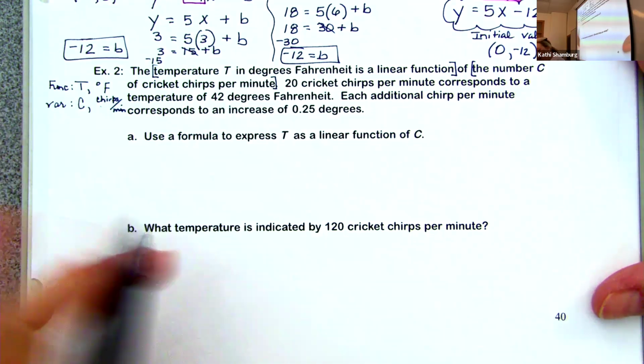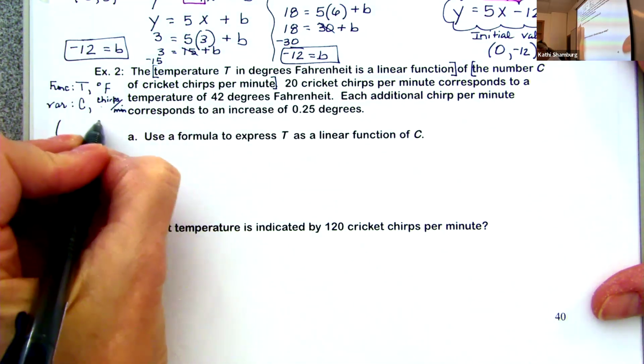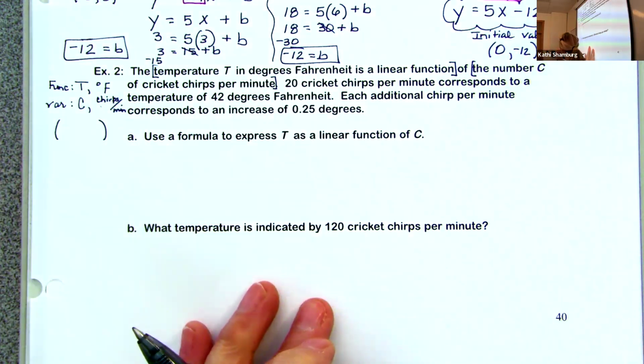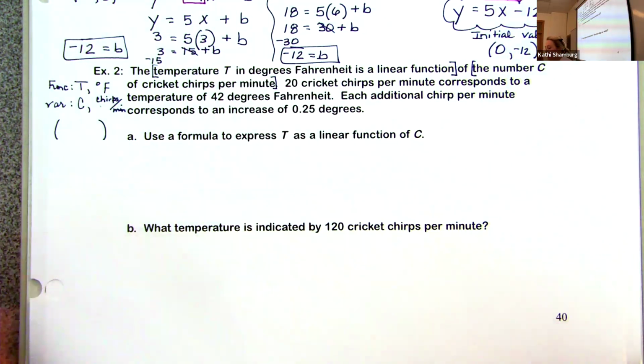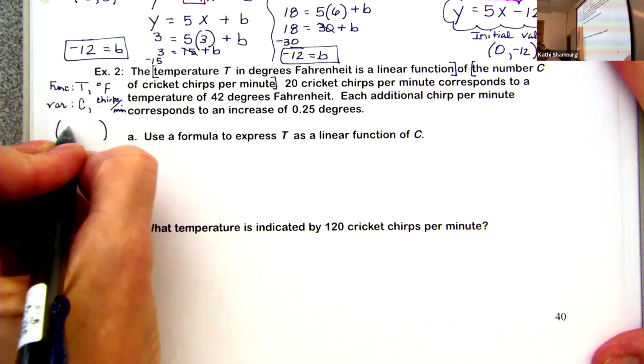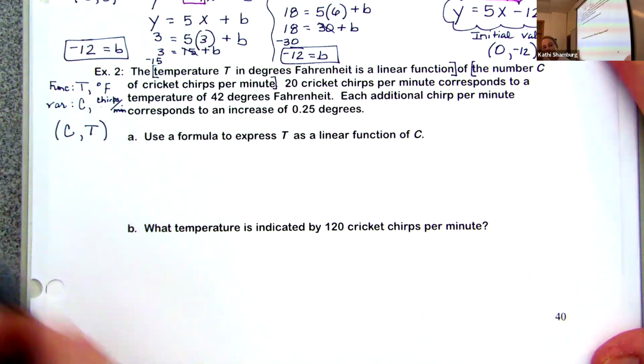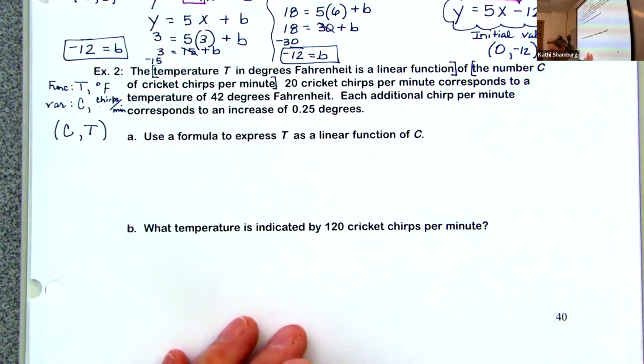Based upon how we have defined function and variable, if I were to write that in an ordered pair, which goes first, T or C? C. All right, so I'm going to go ahead and do that because that'll be helpful as we read on.